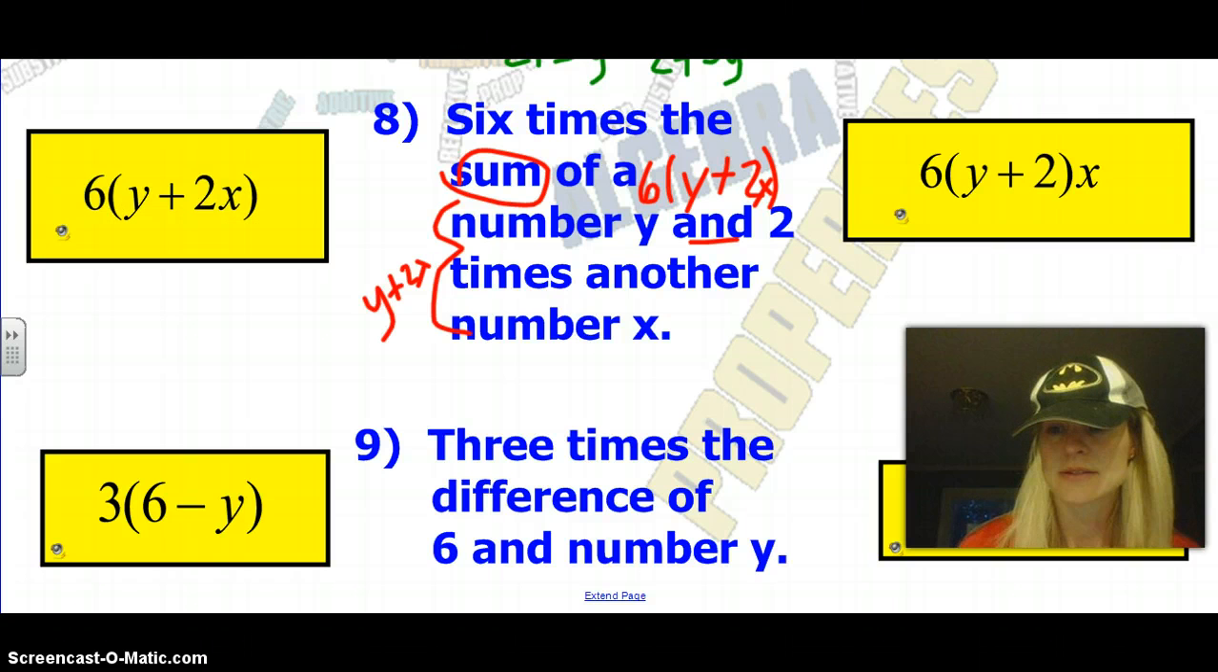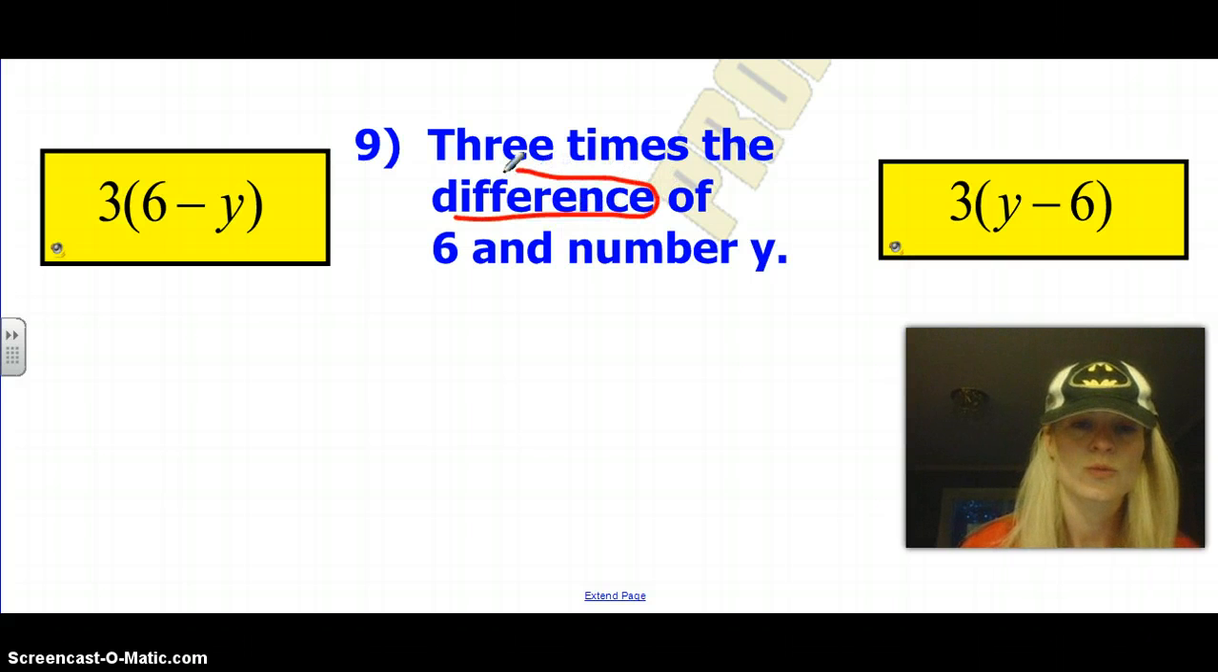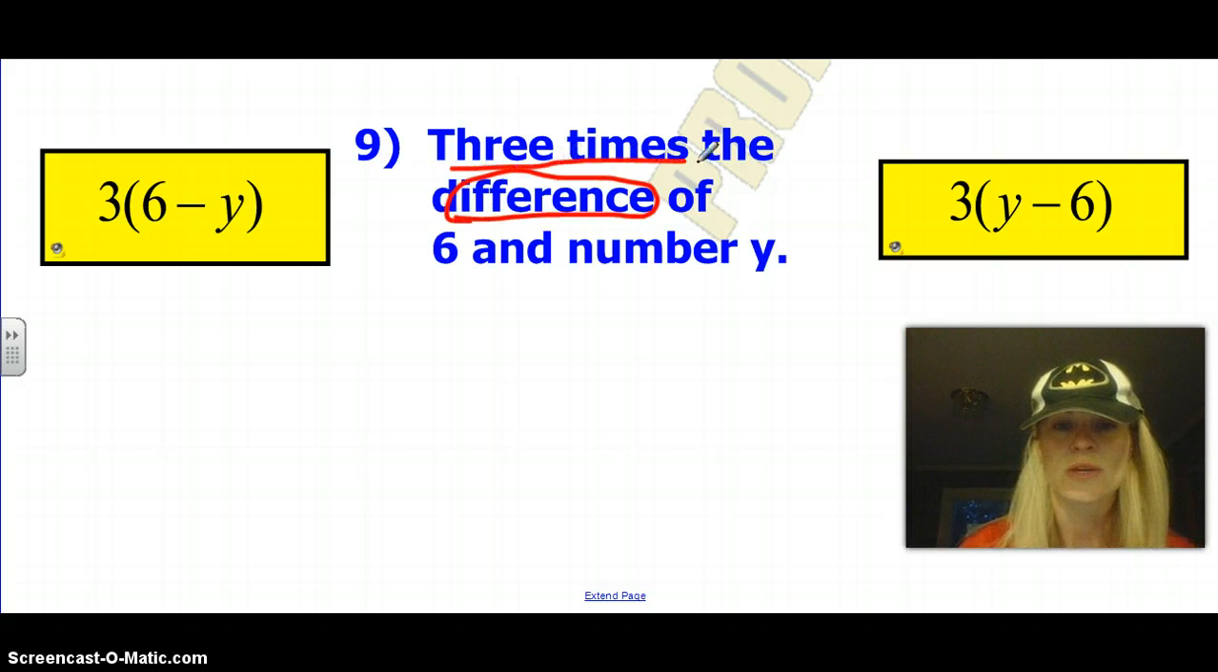Okay, all right, so let's go ahead and look down to the last part here. This says 3 times the difference. Again, difference is the answer to a subtraction problem. So really the word difference is telling me I'm going to need parentheses, because it's 3 times the answer of 6 and the number y. Okay, so we have 3 times the difference of 6 and the number y. So it should look like this.